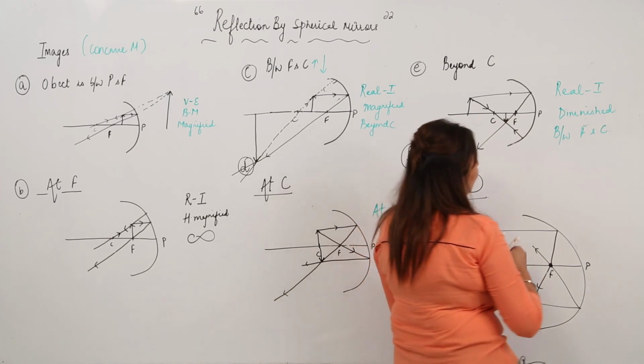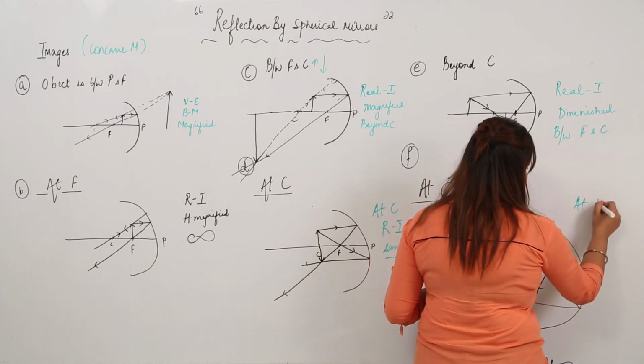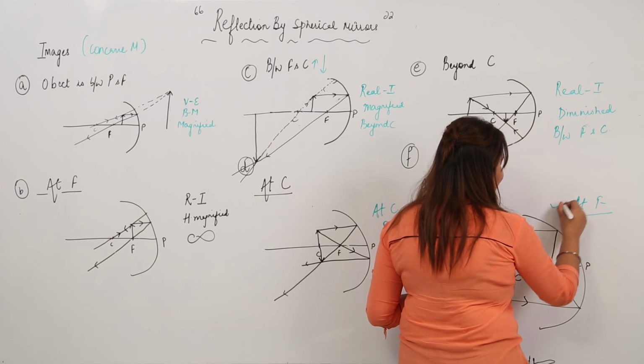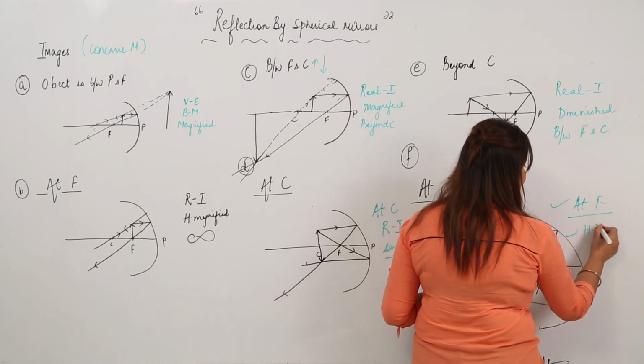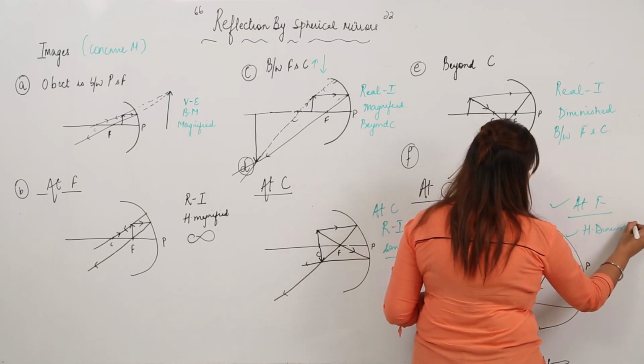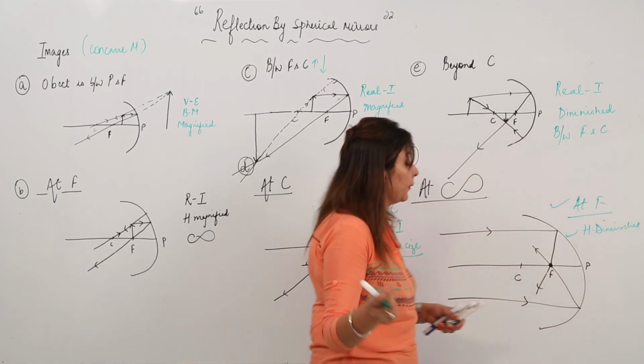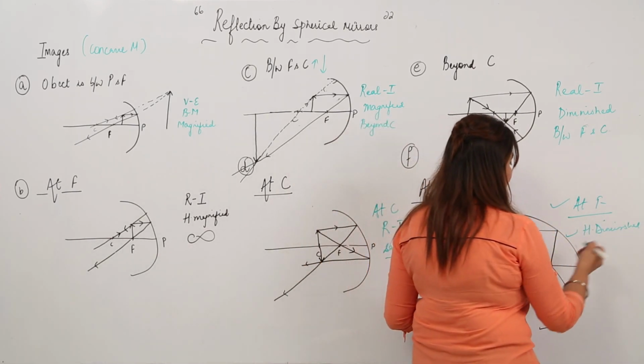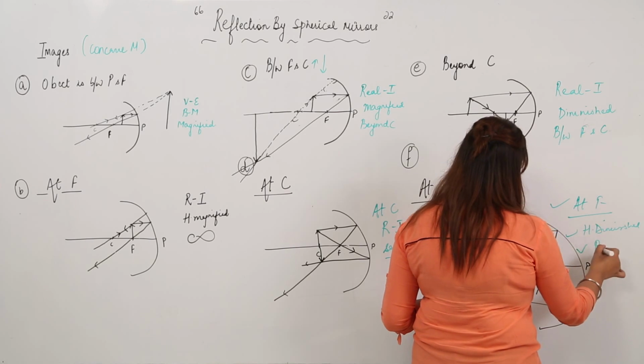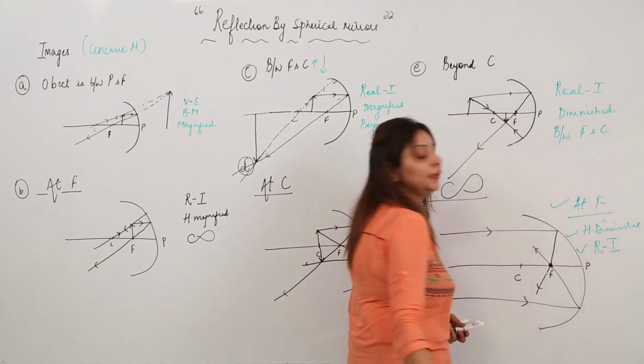So where is the image formed? Obviously it is formed at F. And the important thing is that the image formed is highly diminished, very small. It's too small, just like a dot. And moreover, what is the nature? Because they are actually meeting, so again it is real and inverted.